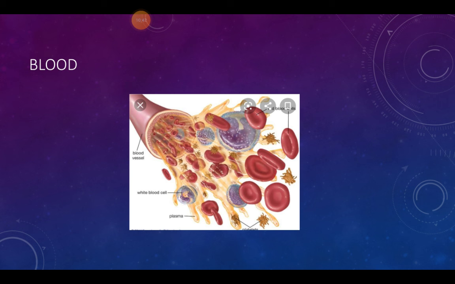RBCs carry oxygen to the tissue for oxidation of digested food to get energy. RBCs is nothing but red blood cells. WBCs provide protection from disease causing microorganisms. WBCs is nothing but white blood cells. Platelets help in blood clotting.